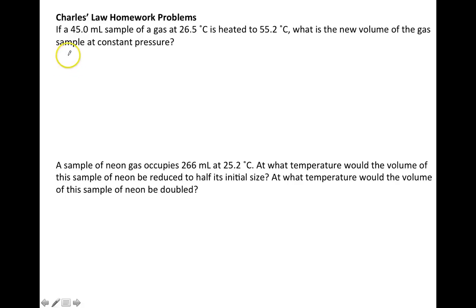If a 45 milliliter sample, so that is a volume unit, so V1 is equal to 45.0 milliliters of a gas at temperature, so T1 is equal to 26.5 degrees C, and remember, anytime I write down degrees C, I add 273 to it immediately, and that gives me a temp of 299.5.